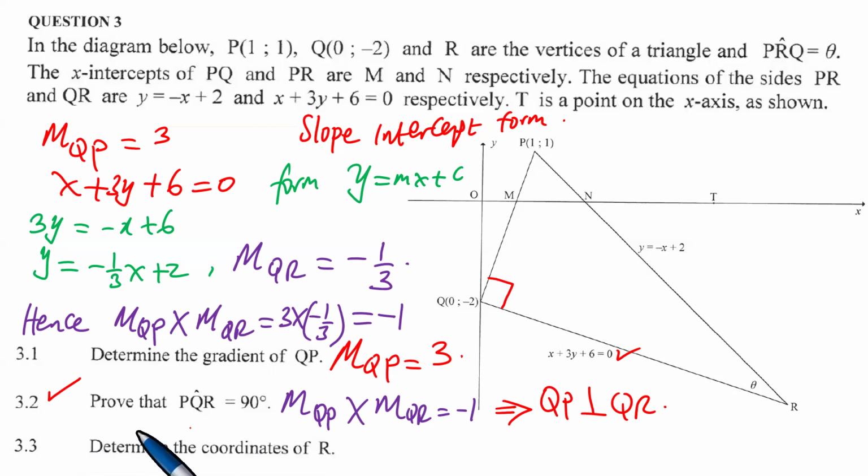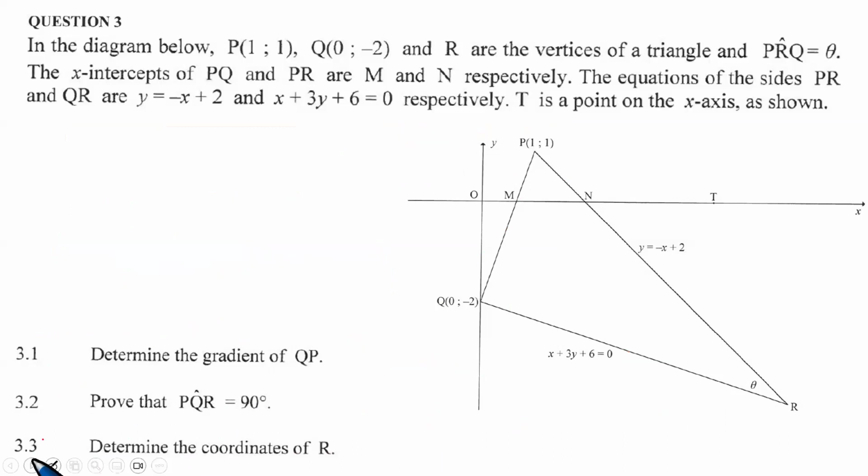Okay, just to sum up our answer here and to summarize, we have established the fact that QP is perpendicular to QR. Why? Because the product of the gradients is minus 1. So yeah. Next question.